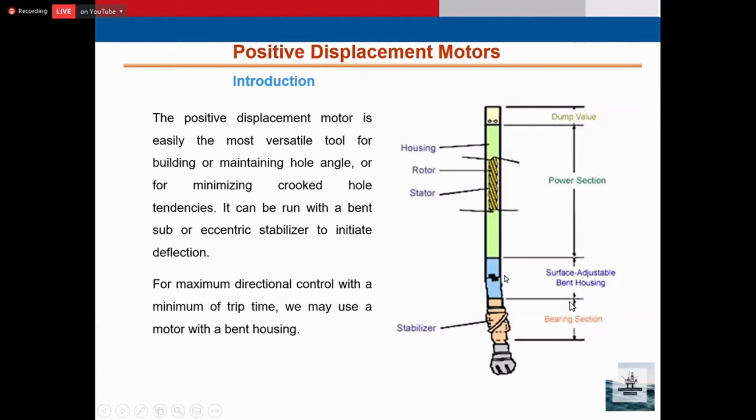But this technique has many limitations because each time I want to change or increase the inclination, I should bring all the equipment out and then adjust the surface adjustable bent housing to increase the building angle. Or if I want to drop the angle, I should make a trip out of the hole and then adjust the bent housing to the desired drop-off rate or build-up rate.